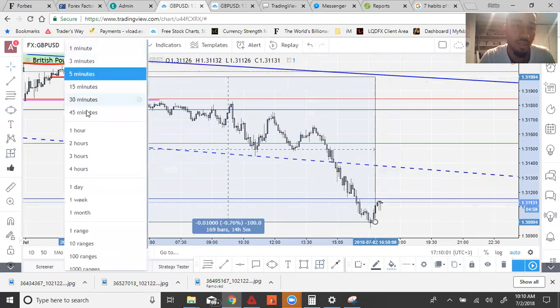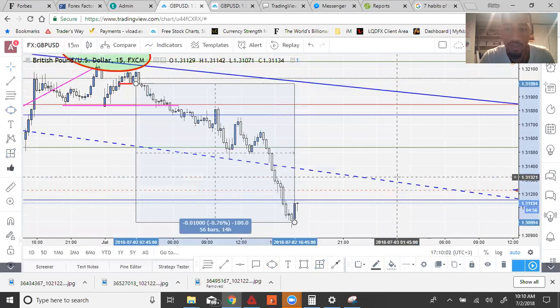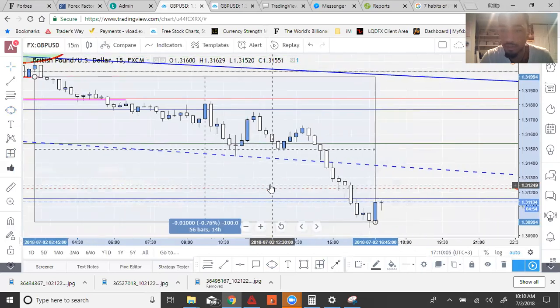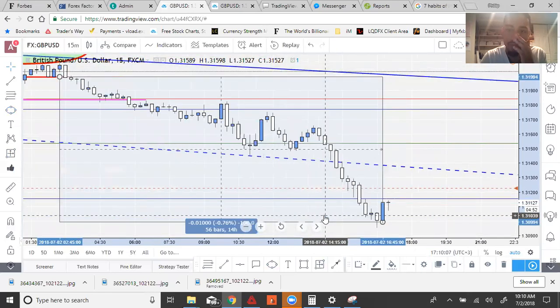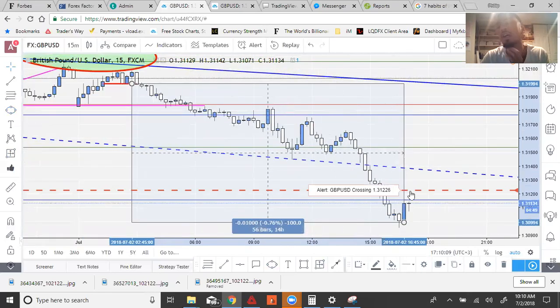I looked on the 15-minute chart and I saw a big candle, and being the fact that it really pushed down hard, I just didn't want to lose the profits that I had.